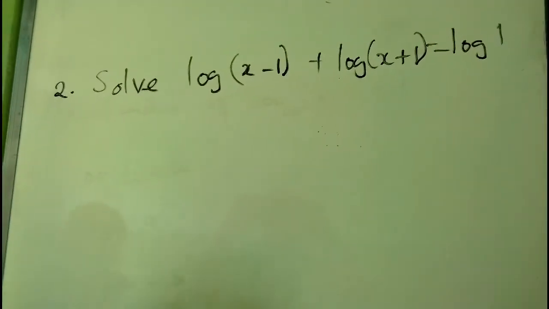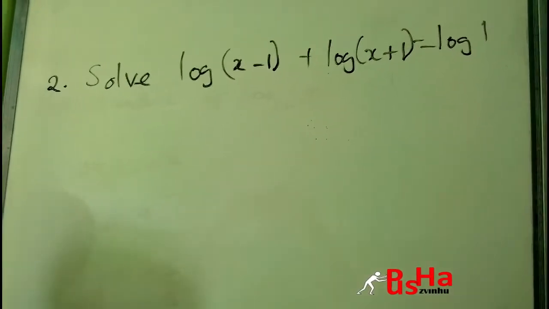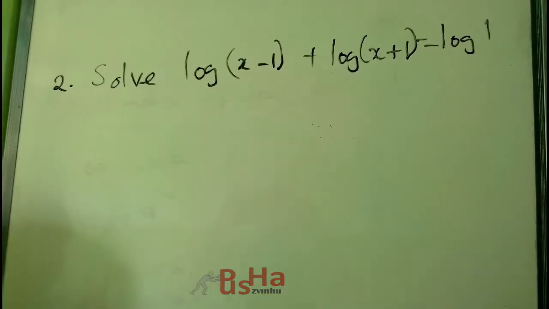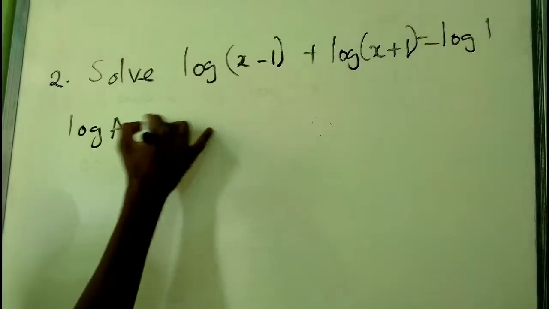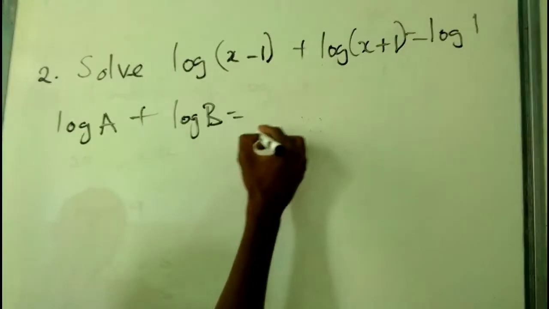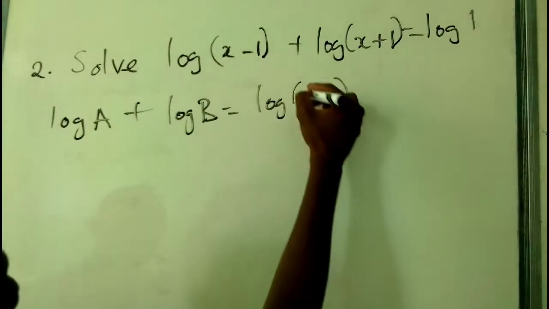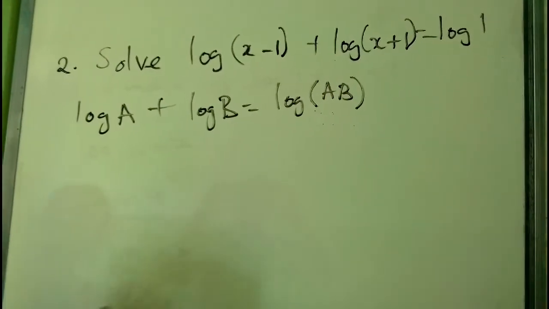So in this case we are going to be removing the log symbol and applying the first law of logarithms. Remember, when we did the first law, we said if the log of A is added to the log of B, we get the log of AB. That was our first law of logarithms. So we are going to apply it on this question.